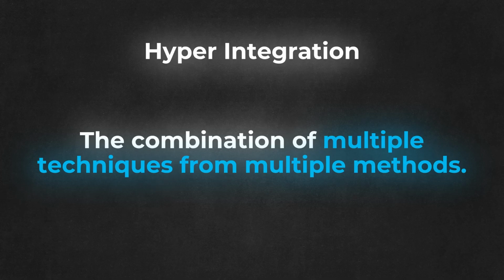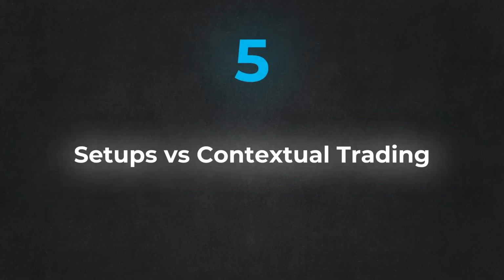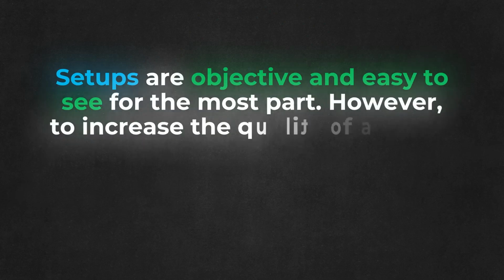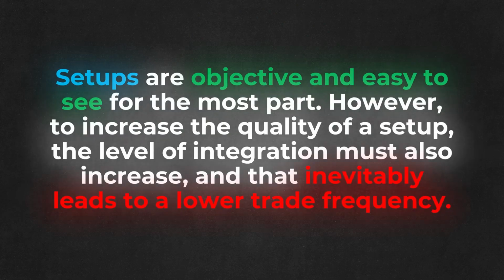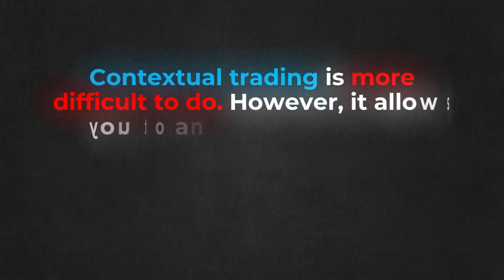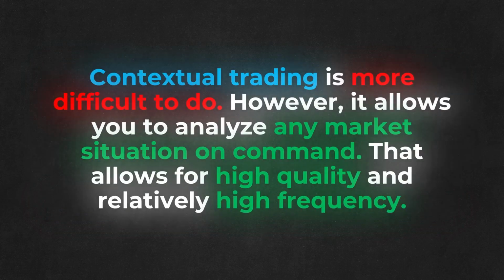A large number of techniques that allow the trader to understand what the market will do next. Notice that a trader can trade with setups or with contextual analysis. Each one has its pros and cons. Setups are objective and easy to see for the most part. However, to increase the quality of a setup, the level of integration must also increase, and that inevitably leads to a lower trade frequency. Contextual trading, which is done mainly through hyperintegration, is more difficult to do, and it can be overwhelming even for experienced traders.